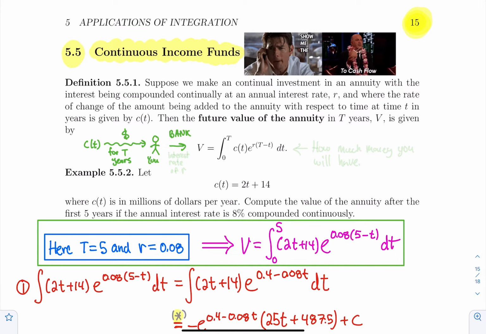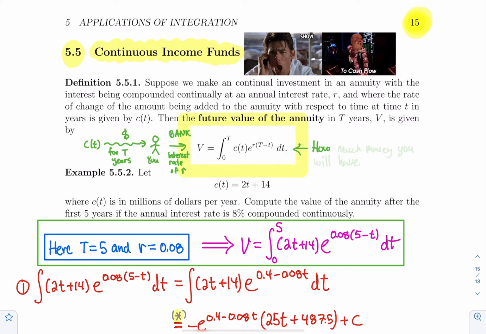And that bank account has an interest rate of r, r of course for interest rate. So if you are receiving this flow of income for T years and you're putting this in a bank with an interest rate of r, this is how much money you will have. So you're not just receiving this flow of income, but this is how much money you will have.